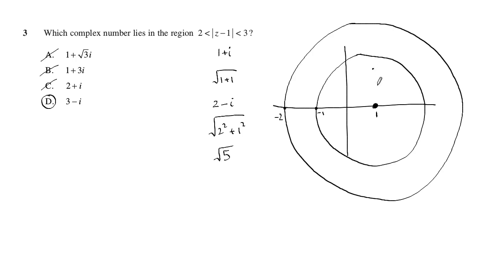1 plus root 3 is there. 1 plus 3i is going to be right there. So just on the edge, so that doesn't qualify because it's strictly less than. 2 plus i would be sort of there-ish, and 3 minus i will be there. So that's inside the region that we want.